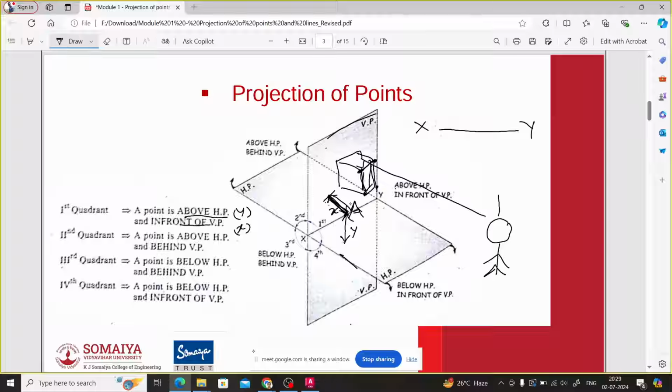Now, for convenience, what do we do? We rotate this horizontal plane by 90 degrees, clockwise. After the clockwise rotation, the vertical plane remains vertical, but the horizontal plane will coincide with the vertical plane. So now the horizontal plane will lie below XY, and the vertical plane will remain vertical, shown above XY as far as the first quadrant is concerned.